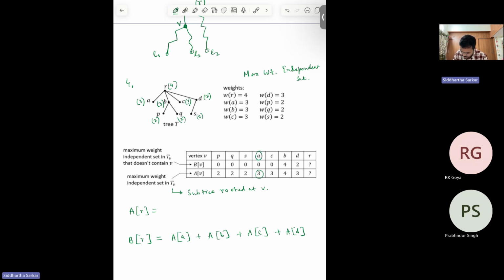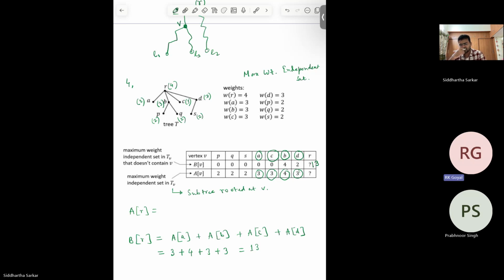A is this 3. That means that if you take the maximum weight independent set rooted at A, including A, you will derive a weight of 3. Similarly, from the subtree rooted at B, you will get a weight of 4. From the subtree rooted at C, you will get a weight of 3. And from D's subtree, you will get another 3. So 3 plus 3 is 9, plus 4 is 13. Therefore, B of R, this entry, is 13. Now what is A of R?